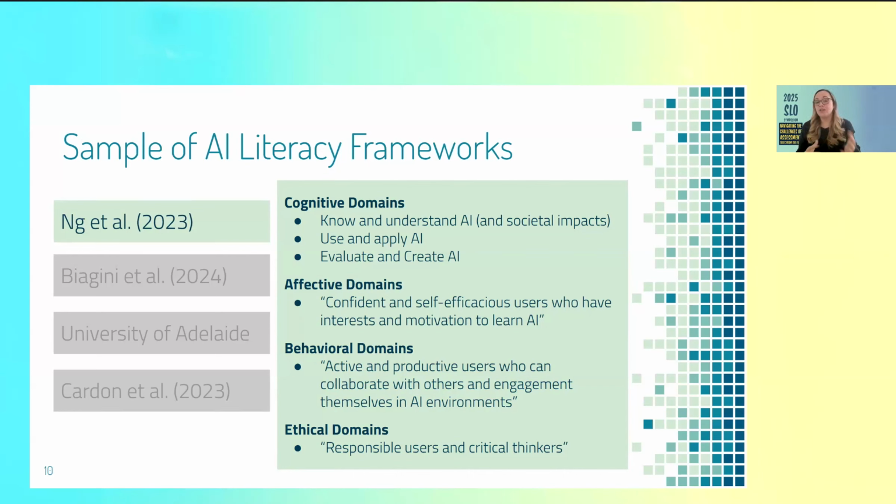I will say that of all the frameworks I've read, this is the only one that actually specifies affective domains and behavioral domains to this extent. For other frameworks, they're kind of collapsed into other things. And these authors also pull ethical domains out as a separate space. In other frameworks, you might see ethics integrated into other pieces. They pull ethics out as a separate domain and they put into that responsibility and critical thinking. Those are all aspects of the ethical domain for this framework.